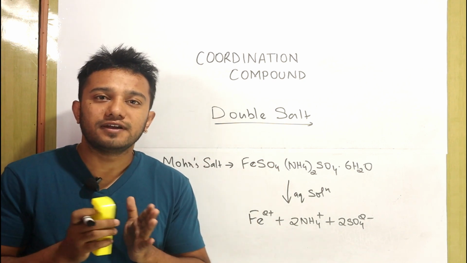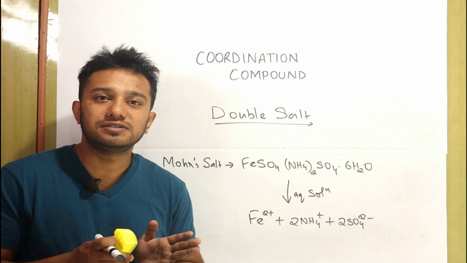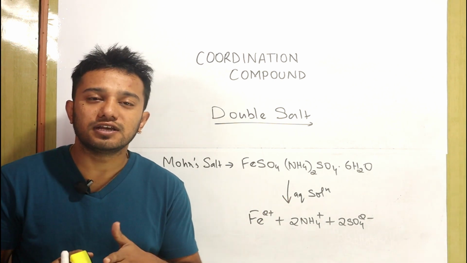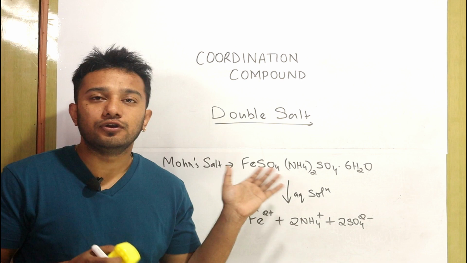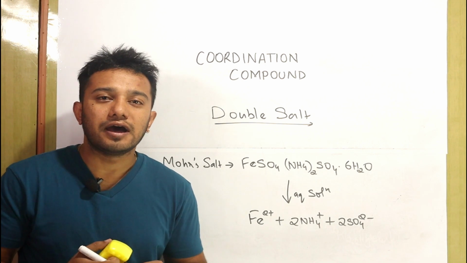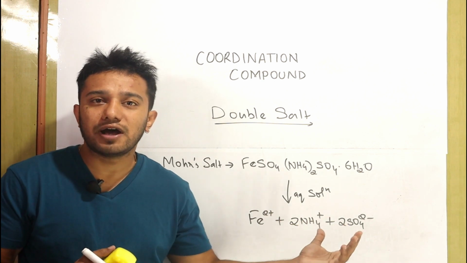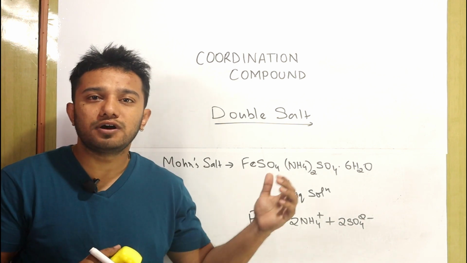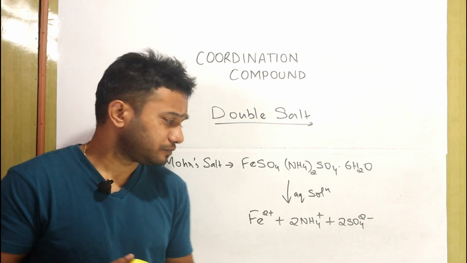Now, if I say what are the differences between a double salt and a coordination compound, I can say double salt exists in solid state, whereas coordination compound exists in solid state as well as when dissolved in water. Double salt loses its identity, whereas coordination compound does not completely lose its identity. Double salt breaks itself into particular ions, whereas coordination compound we cannot break into particular ions. Only one part of it is ionizable. We call it counter ions.